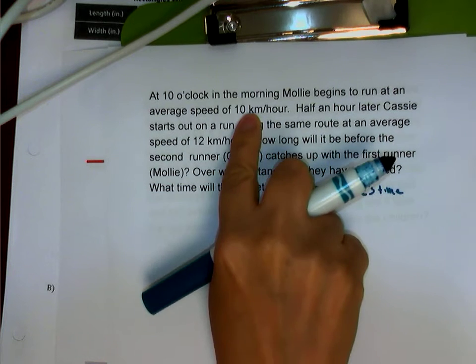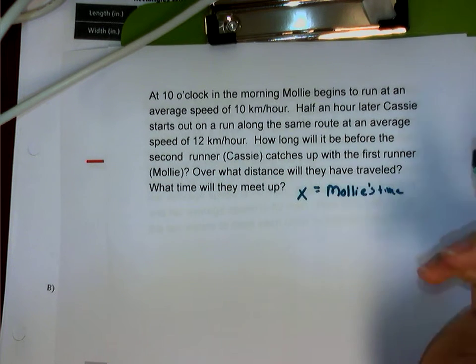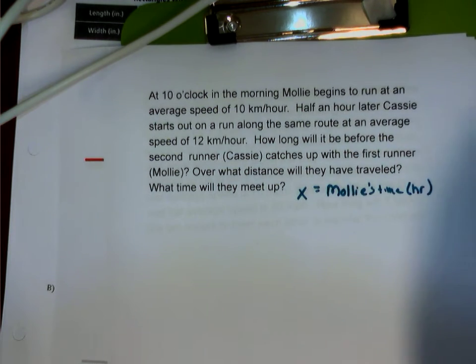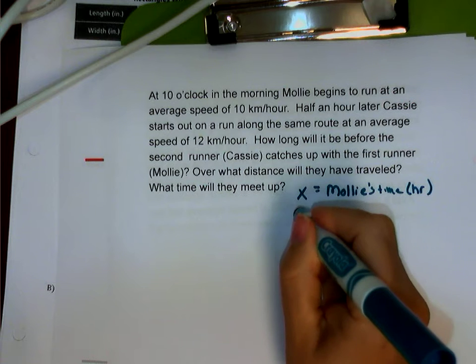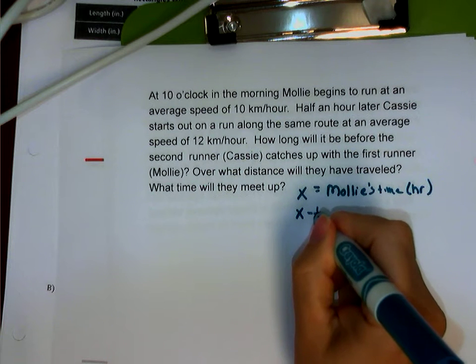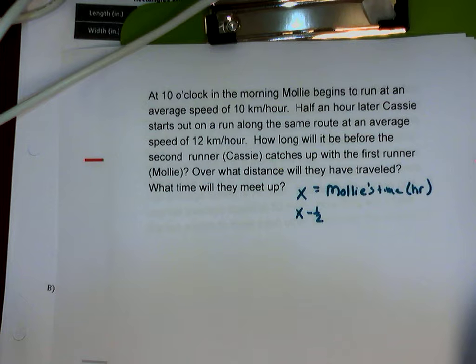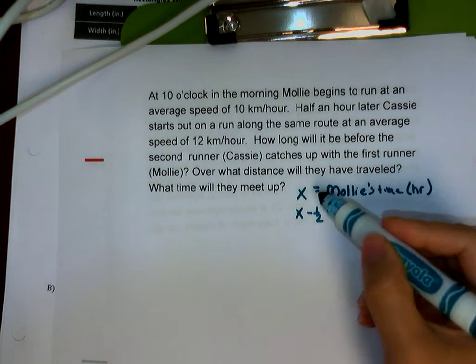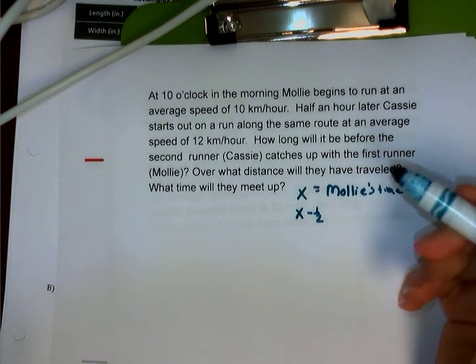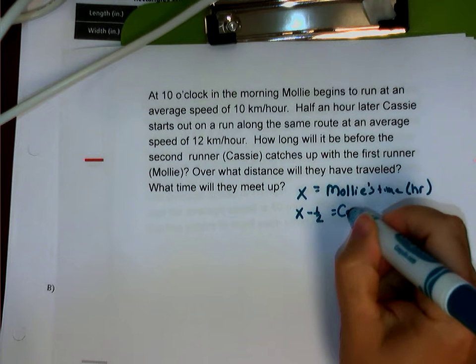since the rate is in kilometers per hour, I'm going to keep that unit of hours. So knowing that Mollie's time is X, what does that make Cassie's time? Well, Cassie left a half an hour later. So I'm going to write X minus 1/2. Since Mollie's time may be 5 hours, Cassie's going to be 4.5 hours, and so on. And that's going to be Cassie's time in hours.